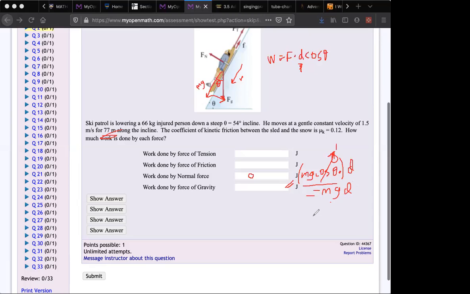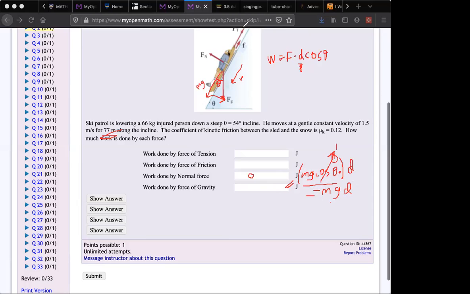Just like that. So that's the gravity one. That one's done there. Now, how about the one from tension in the rope? What's the tension in the rope? Well, it's this one, right?